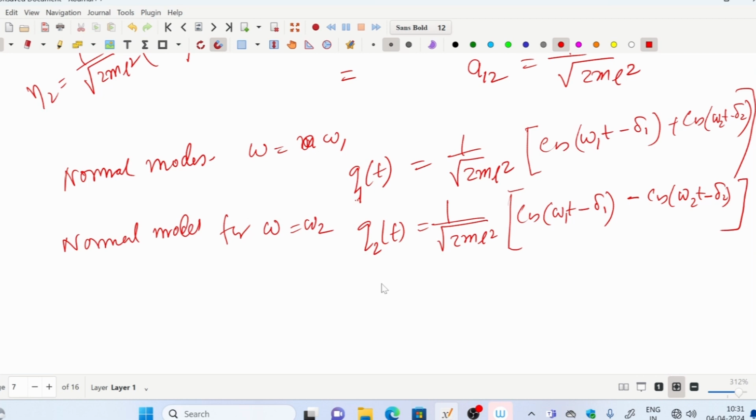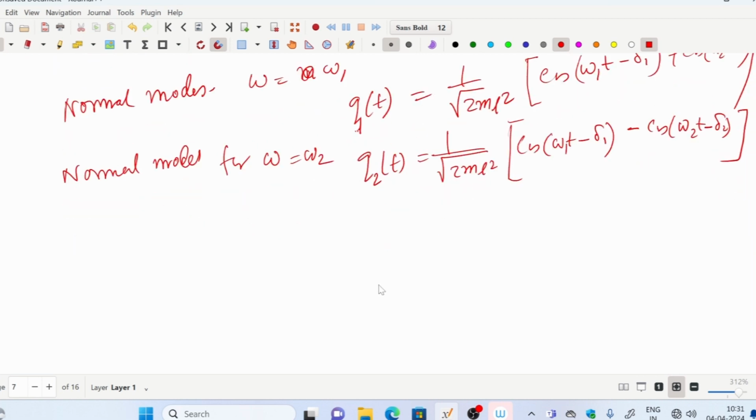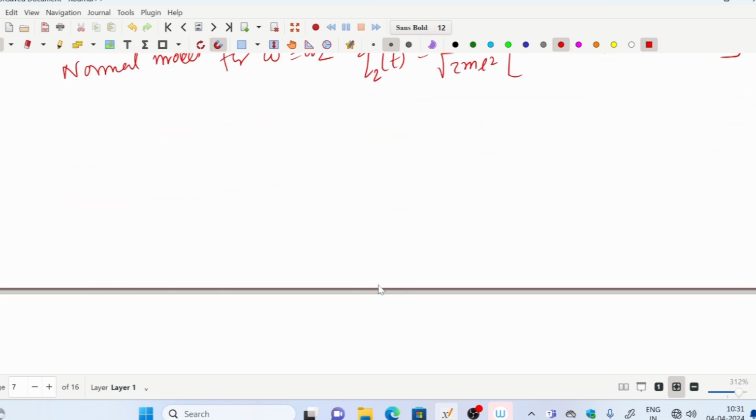So now I'll explain a little bit physically what the meaning of normal modes is, and then the only remaining topic in this course will be the vibration of carbon dioxide molecules, which we'll discuss in the next lectures. Okay, so normal modes and normal frequency.